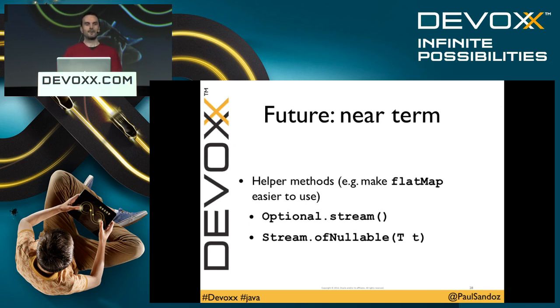There are helper methods we could add. We could add stream to Optional. At the moment, it's quite difficult to use Optional with the stream flatMap. I don't know if you've ever tried that, but it's awkward. So we could turn an Optional into a stream. If an Optional has an element, it would be a stream of one element, and if it doesn't have one, it would be empty. We can add stream of nullable as well to help with these things.